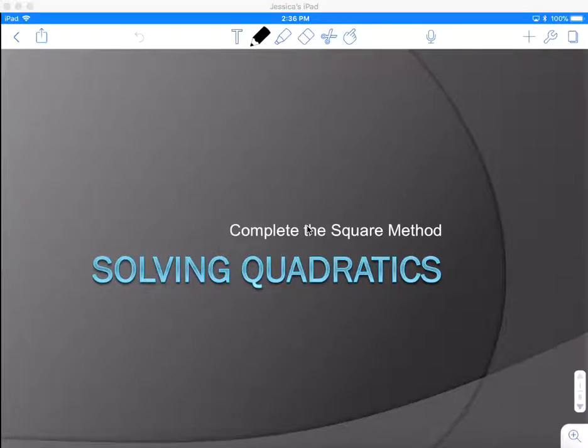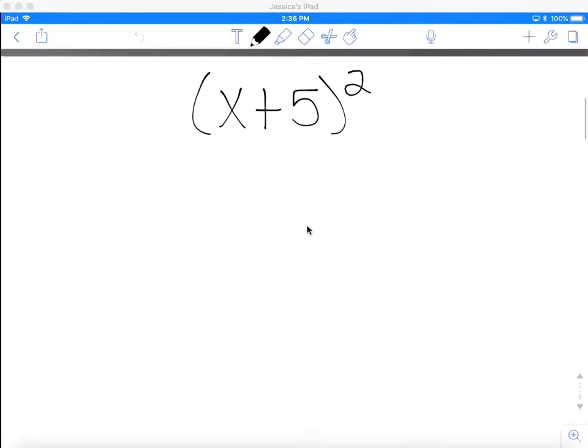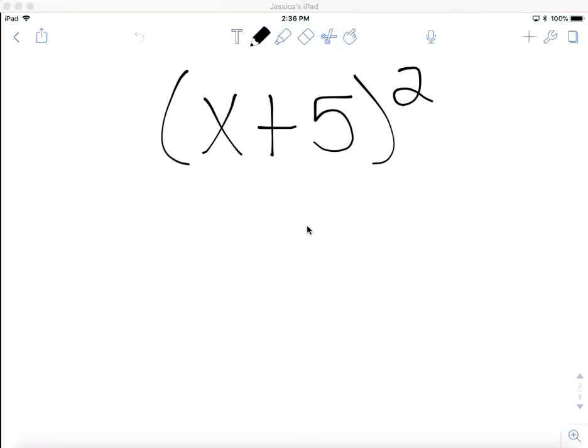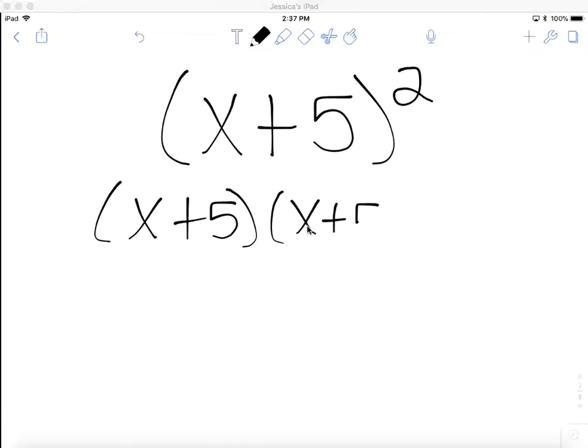In this video, I will go over the steps to solve quadratics by completing the square. Before we begin, we want to talk about what a perfect square actually is. So if I gave you this problem, (x + 5) in parentheses squared, that would mean that I was expecting you to FOIL out (x + 5)(x + 5).